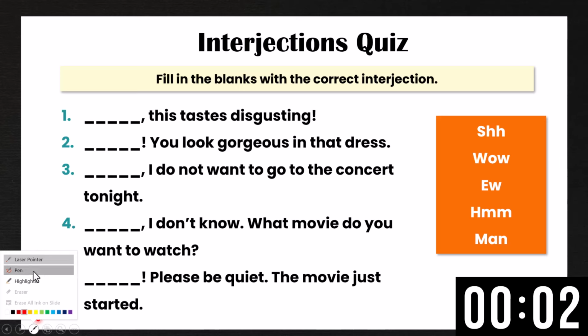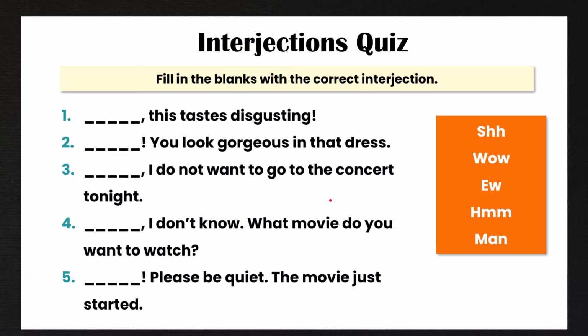Number 1, ew. This tastes disgusting. We use ew to express disgust. Number 2, wow, you look gorgeous in that dress. Number 3, man, I do not want to go to the concert tonight. Number 4, hmm, I don't know. And finally, number 5, shh, please be quiet.